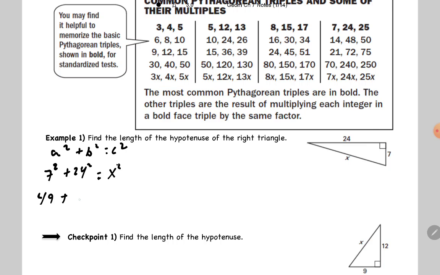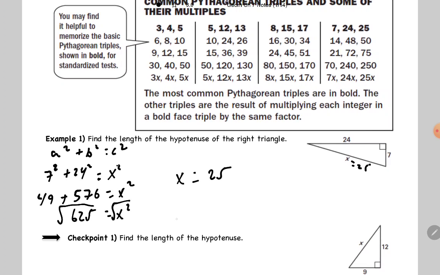Let me grab a calculator. 24 squared is 576. And that'll be x squared. Add those two together, and we'll get 576 plus 49 is 625. Okay, to get x by itself, we're going to square root both sides, and we'll get x equals 25. And lo and behold, it matches our Pythagorean triple.